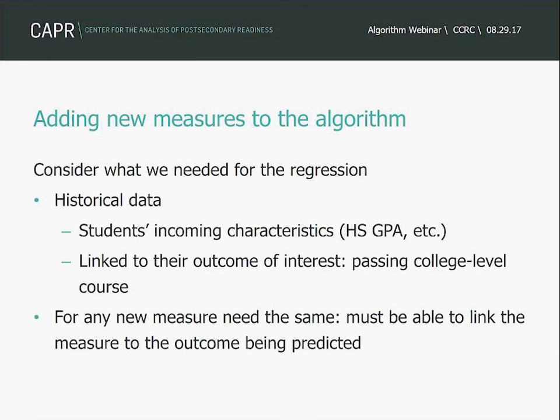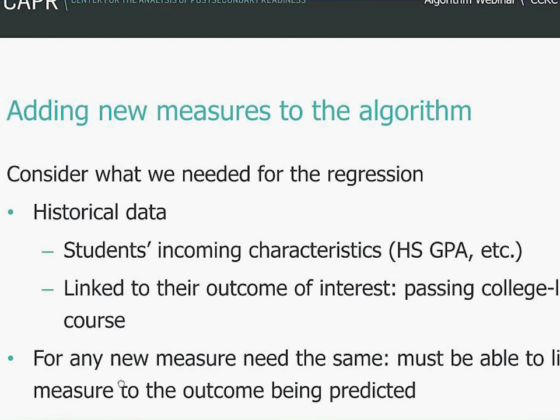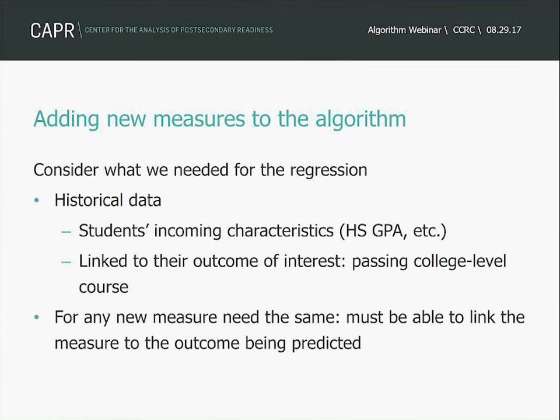If you want to include any new measure, the key is you've got to be able to link this new measure to the outcome being predicted. That means you're going to have to develop historical data with this new measure. So if you run a survey, you're going to have to run it for at least a year, probably more, so that you can link that measure up to how well it predicts the likelihood of success in a college level course. So I think I'll stop there.